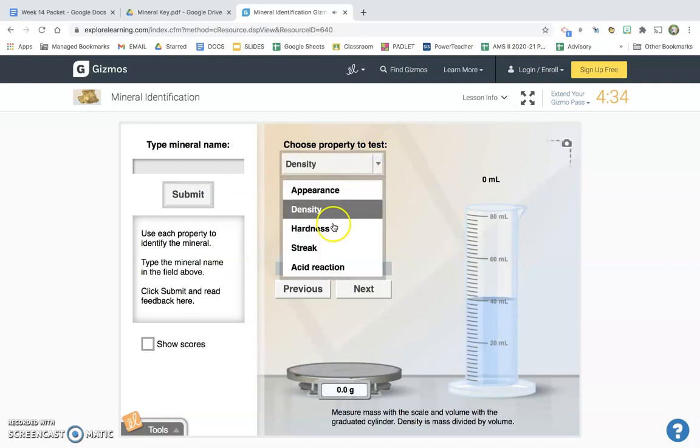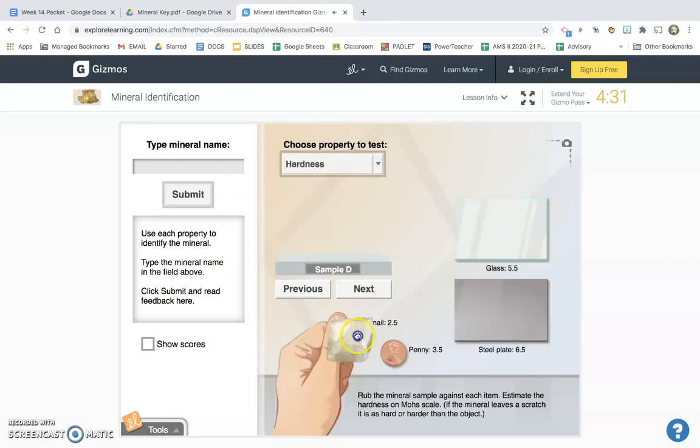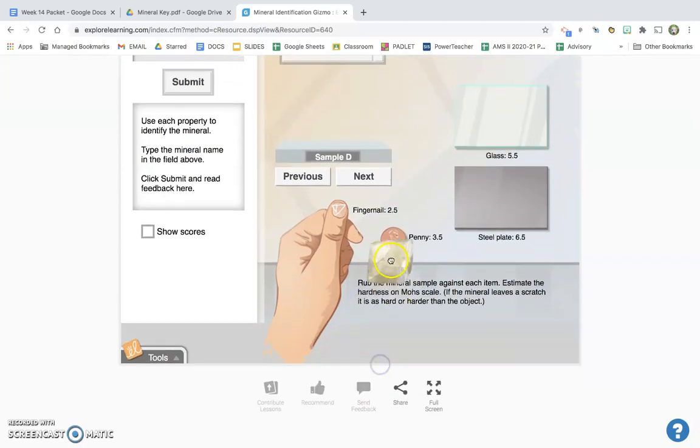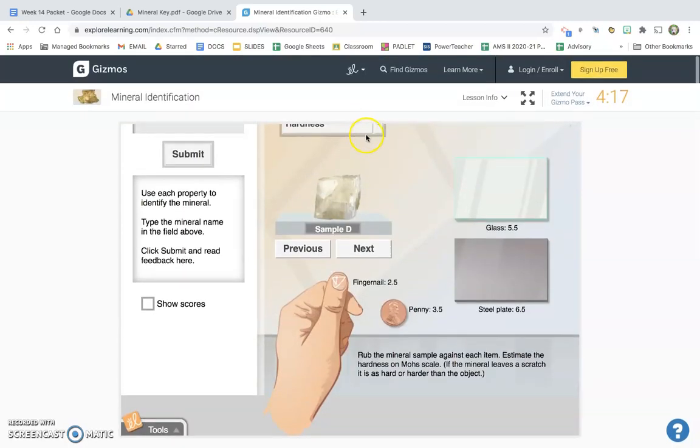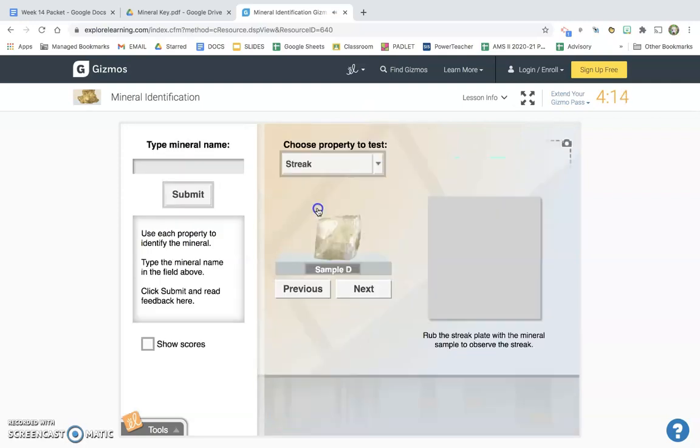And then the hardness. Scratches the nail, not the penny. So again, similar to the gold sample, what is the hardness here? Let's double check. Yep, doesn't scratch the penny. All right, and now the streak. What color is the streak?